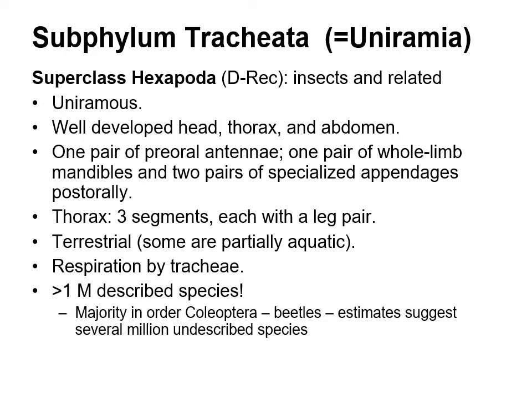There are over 1 million described species. And most of these are actually coleopterids, which is a specialized group of hexapods that are beetles. There are possibly several million undescribed species of hexapods. So if you think about it, to a first approximation, all animals are insects. The rest of us just kind of make up the pocket change.